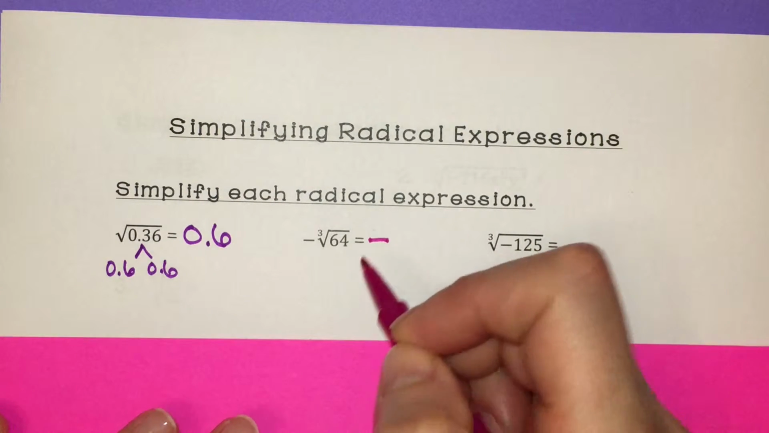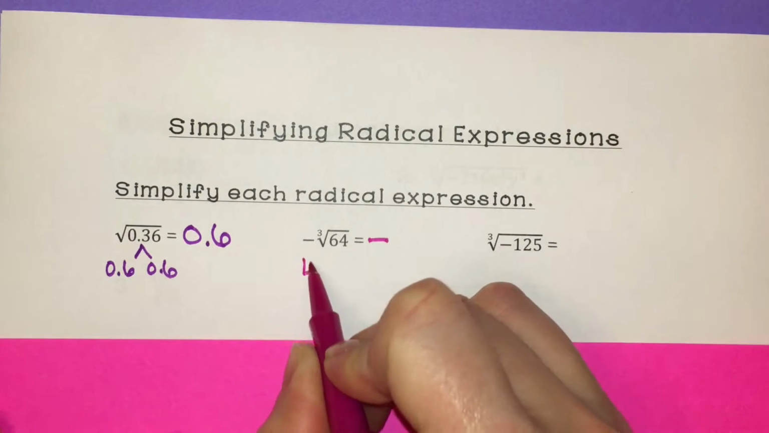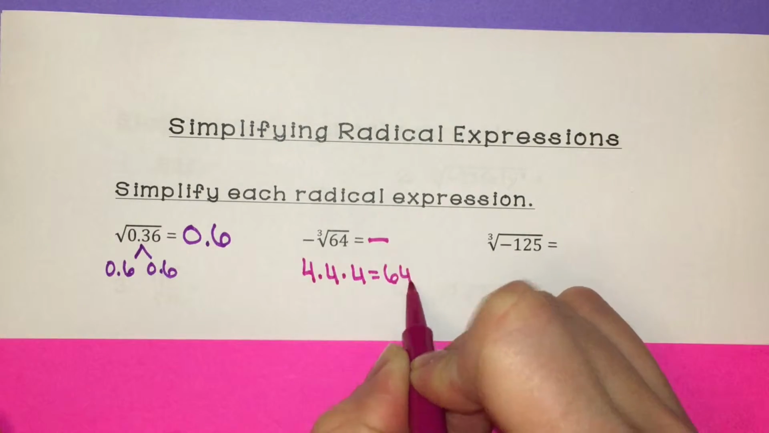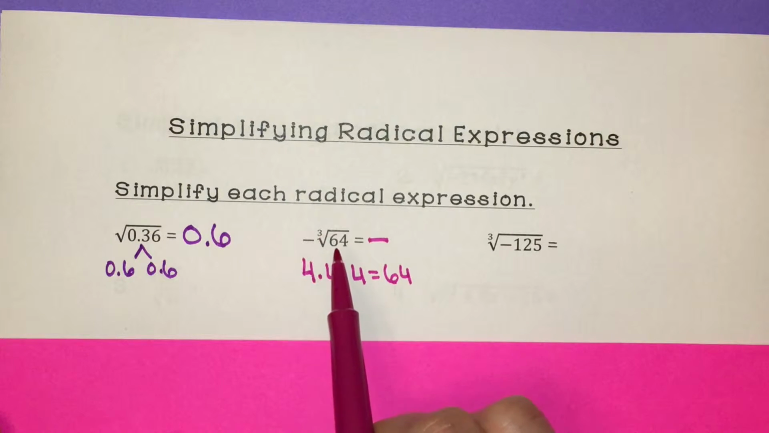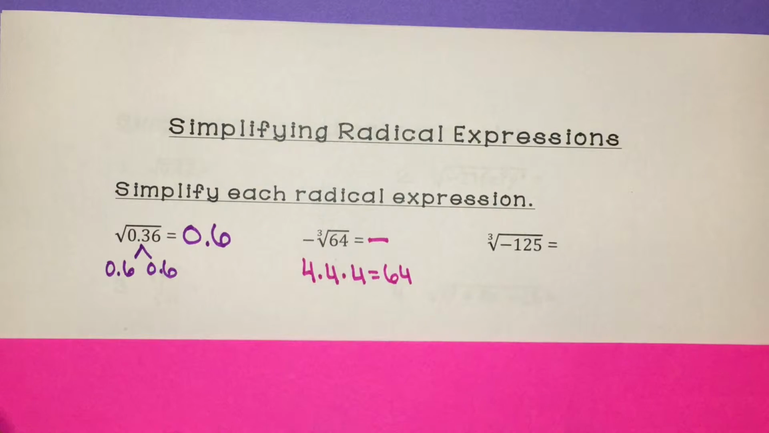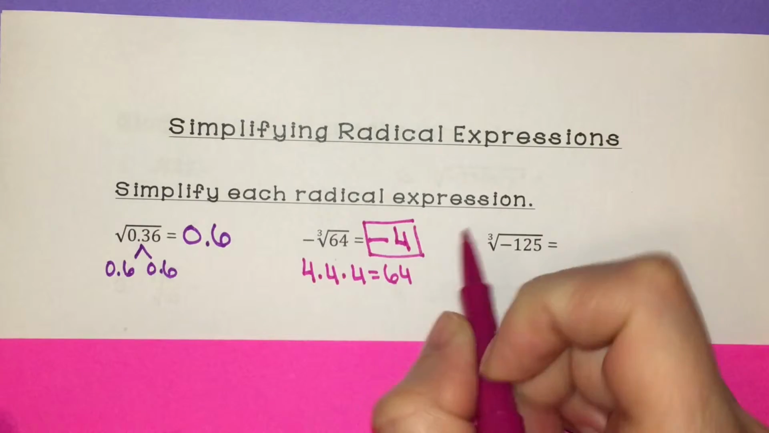All right, if you know your perfect cubes, this one's easy. If you need to work on them, you might want to go through with a calculator. You can always figure out, look at the perfect cubes. This one is 4 because 4 times 4 times 4 is equal to 64. So if it's a cube root, figure out what times itself 3 times is equal to the number underneath. And in this case, it's 4. So our answer is -4.